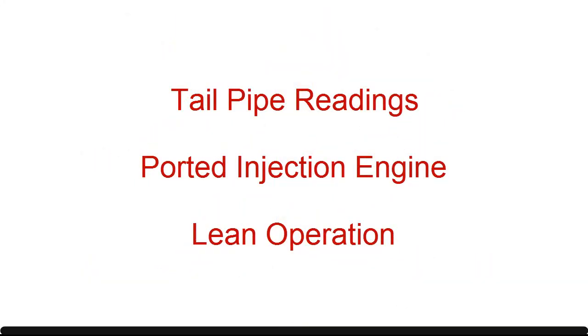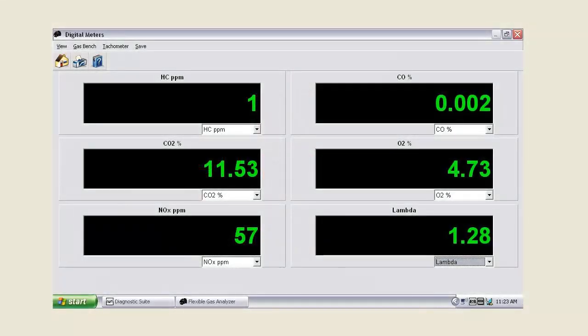The engine is now running lean of stoichiometric. Hydrocarbons 1 part per million. Carbon monoxide 0.002%. NOx 57 parts per million. Carbon dioxide 11.53%. Oxygen 4.73%. Lambda 1.28.